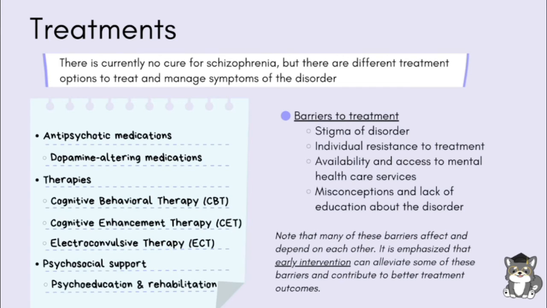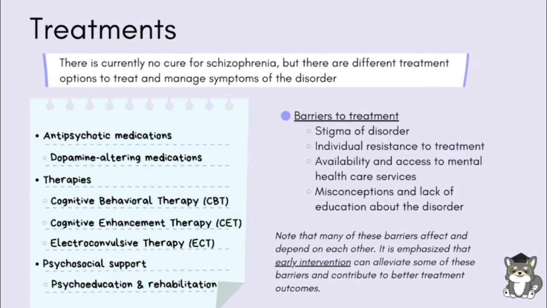Cognitive enhancement therapy, or CET, is a therapy that focuses on social cognition and can actually be helpful in increasing the vocational capabilities for those living with schizophrenia. This method is often used in the rehabilitation of schizophrenia and can improve social interactions for those living with the disorder. Electroconvulsive therapy is another option. It's often used if the individual also lives with depression.